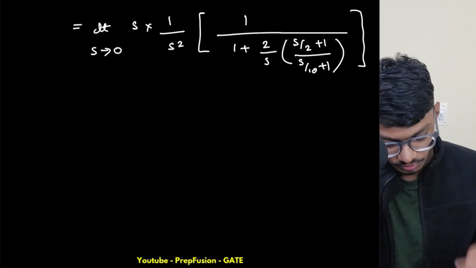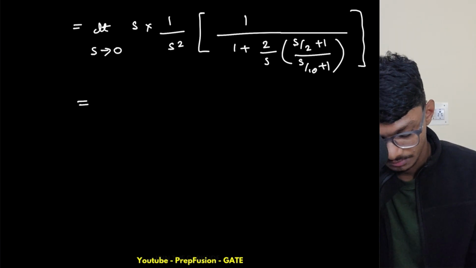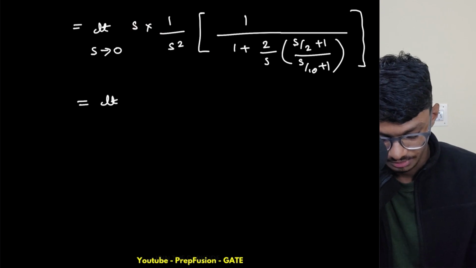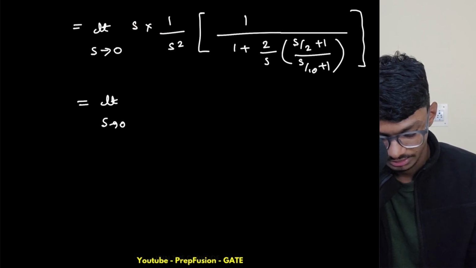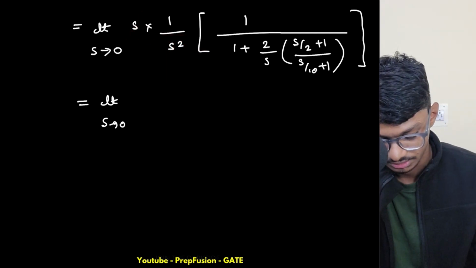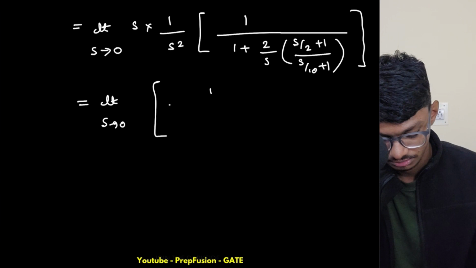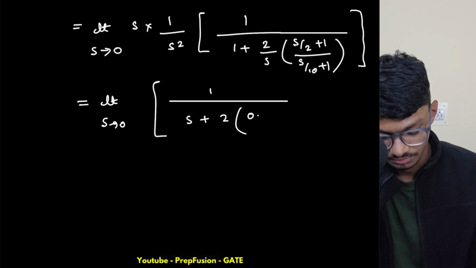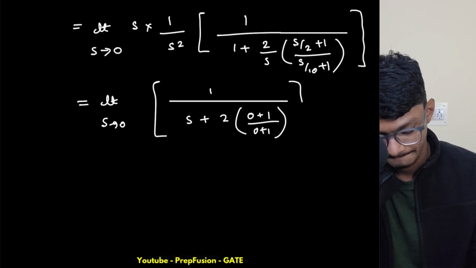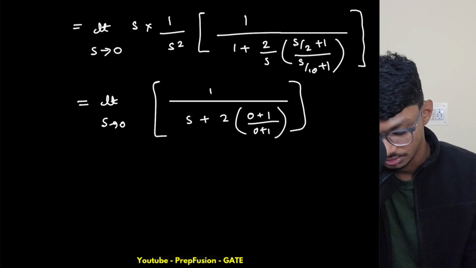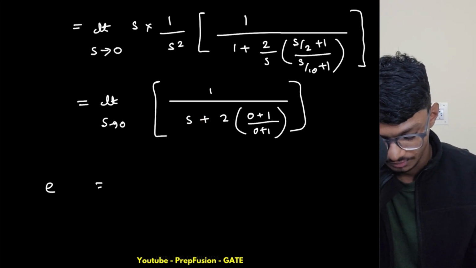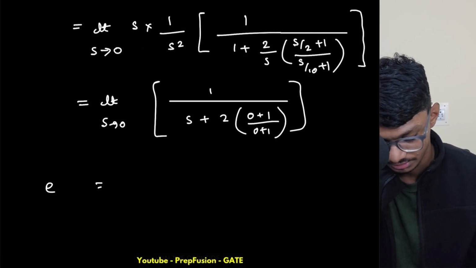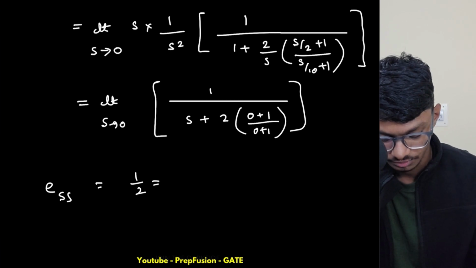Okay, so now what you do is simply we have an extra 1 by S term here, we can multiply this over here, right? So in this limit S tends to 0, this 1 by S gets cancelled, still I have S over here, so this is S, plus this S gets cancelled, and here I can put 0 simply, 0 plus 1 by 0 plus 1. And again I can simply put 0 over here, no issues. So this will be my e of t, the steady state error, 1 by 2, which is equal to 0.5.